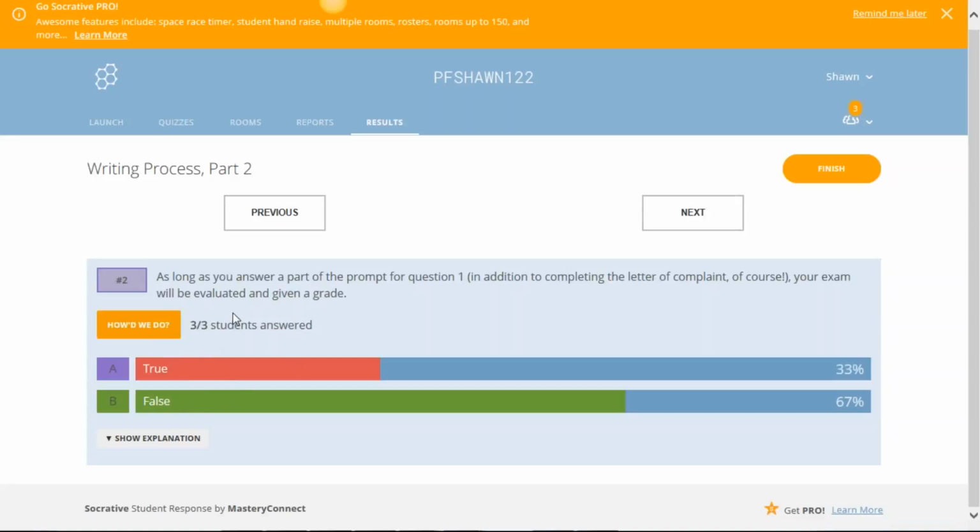This is false because the question says as long as you answer part of the prompt for question 1, your exam will be evaluated and given a grade, but that's false because you have to answer both parts of the prompt completely. For instance, if you're doing the compare and contrast on driving in the winter, you have to do both. You can't just compare it. You have to contrast it as well.